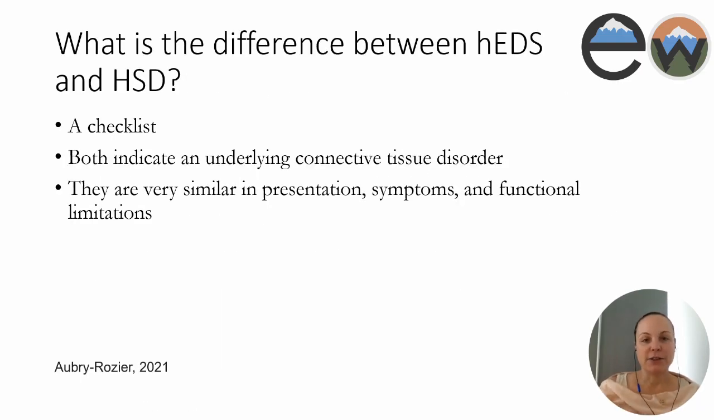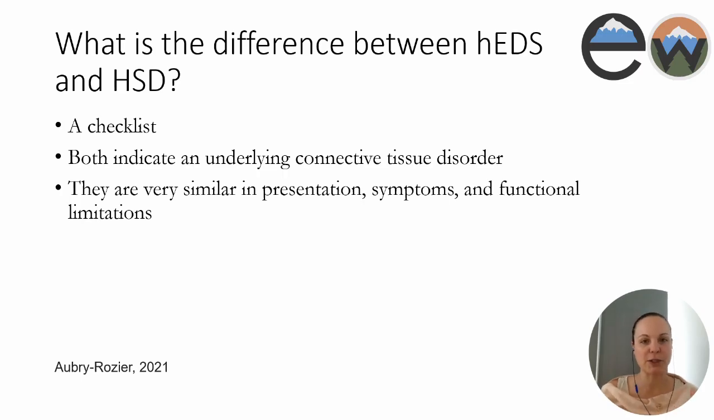So again, what's the difference between hypermobile EDS and hypermobility spectrum disorder? A checklist. It's just a checklist, right? Both will indicate that there's an underlying connective tissue disorder that's happening. It's more global, it's throughout the body, it's not limited to the joints. We're seeing it in other areas as well. They're very similar in presentation, their symptoms, and also functional limitations, right?